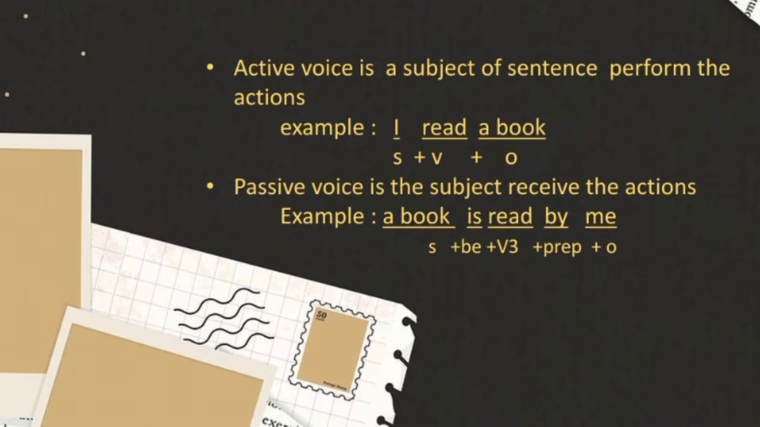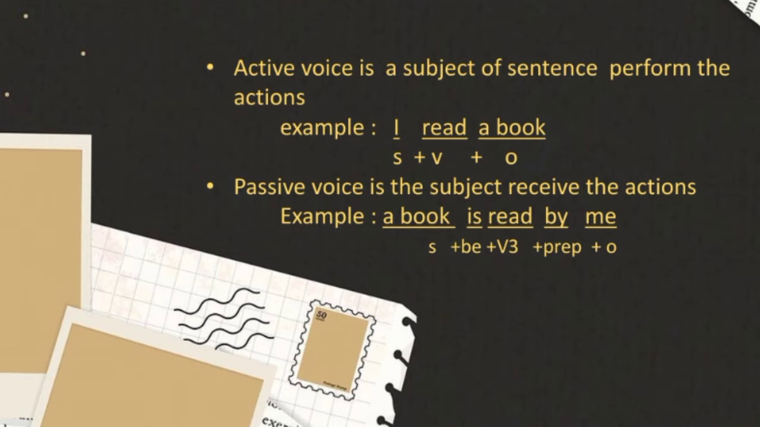And the second is passive voice. In passive voice, the subject is receiving an action. If in active voice the subject is performing the action, in this form the subject is receiving the action. For example, if in active voice it is "I read a book", when we change it to passive voice, it will be "The book is read by me."